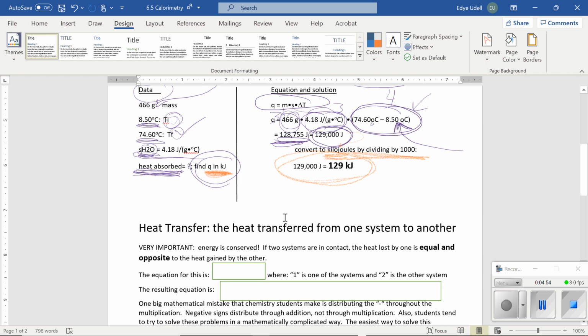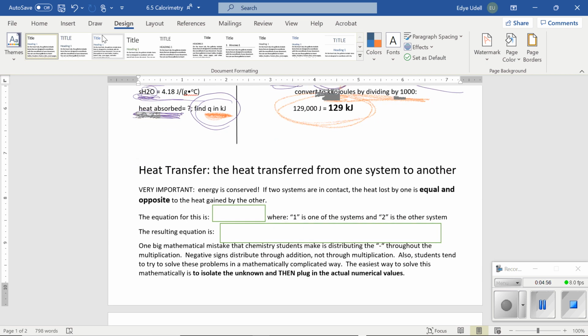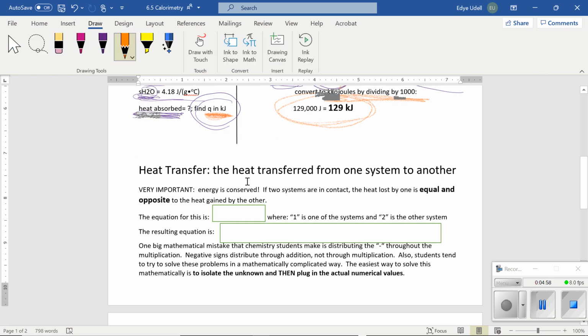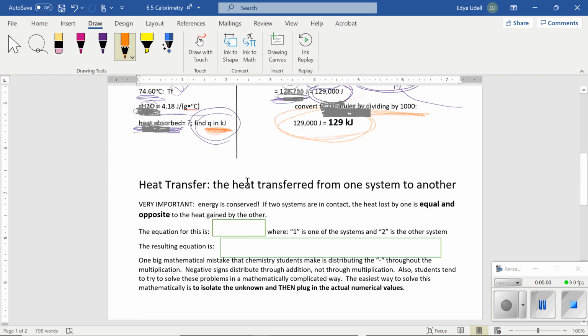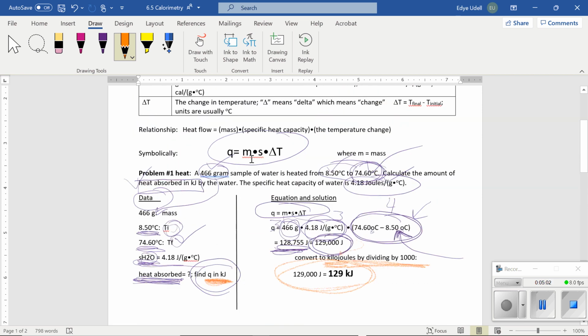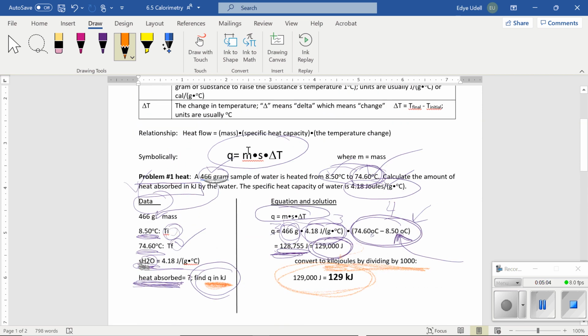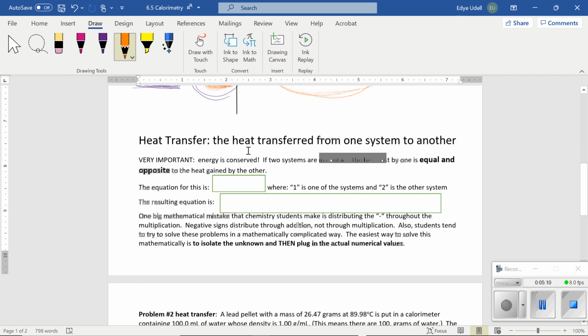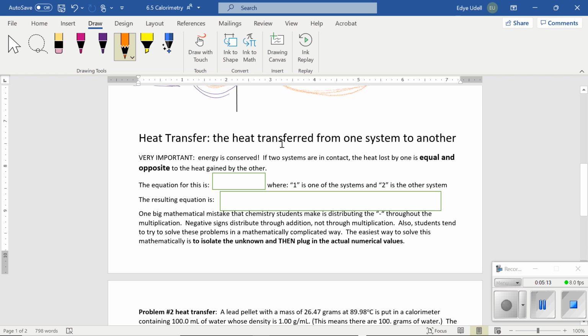All right, another problem. Heat transfer. Our first problem was just getting used to using this equation and getting a little bit familiar with the variables of heat flow. Now we're going to do heat transfer. So we need to know about the law of conservation of energy. Energy is conserved. Because energy is conserved, we get this equation.